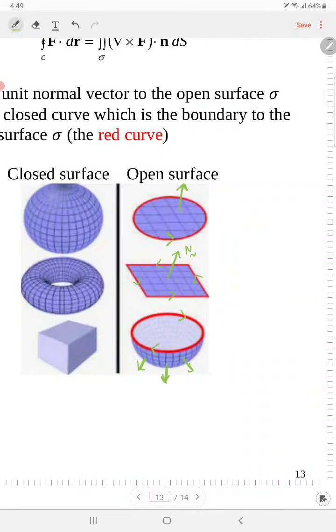So the relationship between the closed curve and the direction of the normal vector obeys the right hand rule. If the direction of the closed curve is given, then you can determine the normal vector to the open surface, or vice versa. If the normal vector to the open surface is given, then you can determine the orientation of your closed curve. Is it clockwise or anti-clockwise?